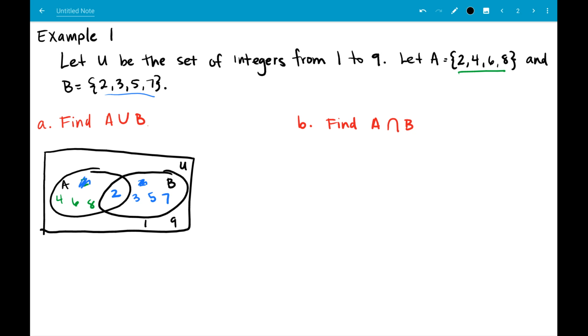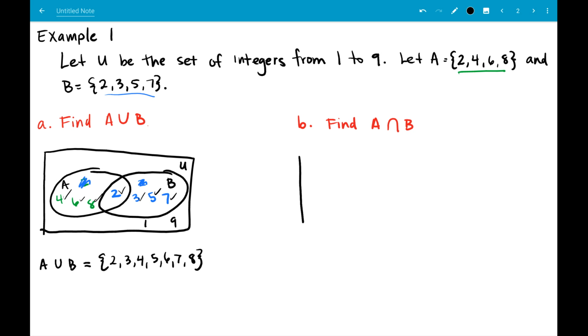So my answer here, the union of sets A and B, is equal to everything that's inside the circles A and B. So we have, going from least to greatest, 2, 3, 4, 5, 6, 7, and 8. I think I got all those right. So that would be the union of sets A and B.